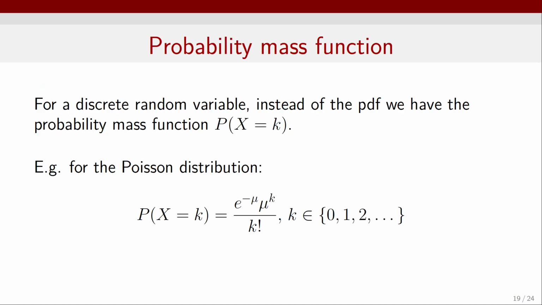For a discrete random variable, instead of the PDF that we had before, we now have the probability mass function that's denoted by capital P. So that's the probability of x being equal to k. For example, for the Poisson distribution, the probability mass function is given by this formula here. That's the exponential e to the minus m, m to the k divided by k factorial. And k takes the values 0, 1, 2, and so on. That's non-negative integers.